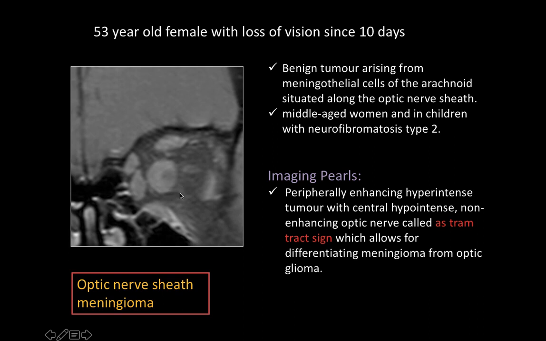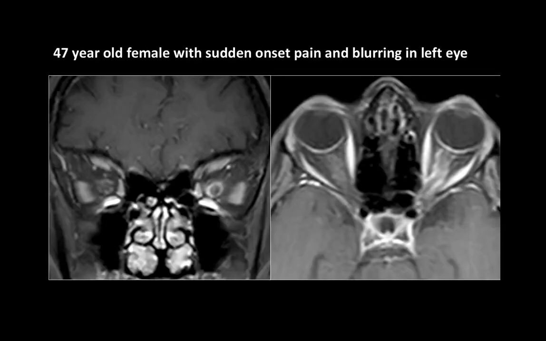So what do we see here? We see a peripherally enhancing tumor which is hyperintense, and the centrally hypointense is the optic nerve. So this is classically called the Tram tract sign. So this allows differentiating meningioma from optic nerve glioma.